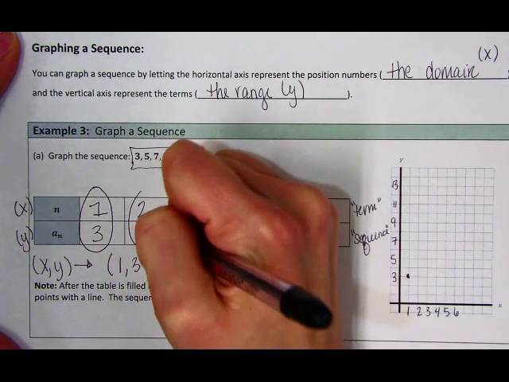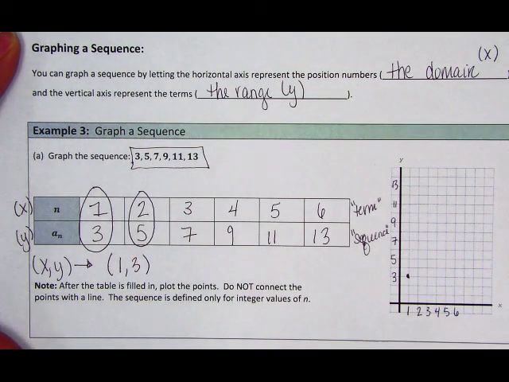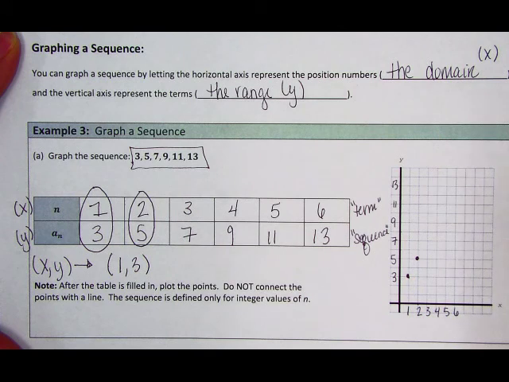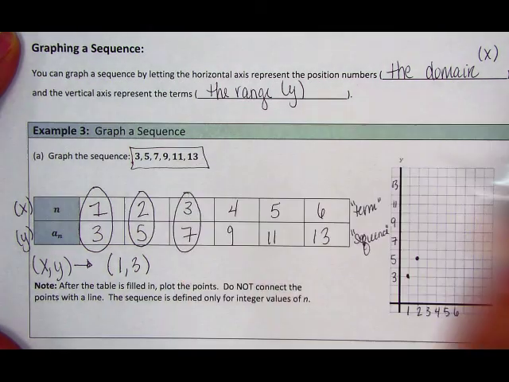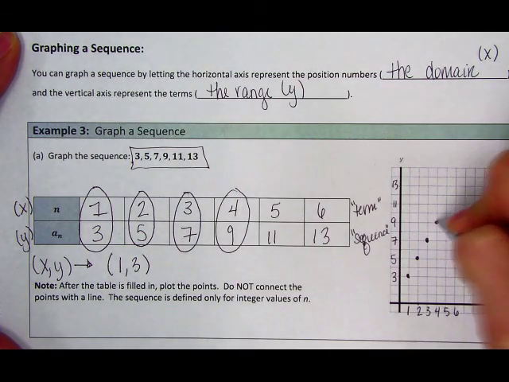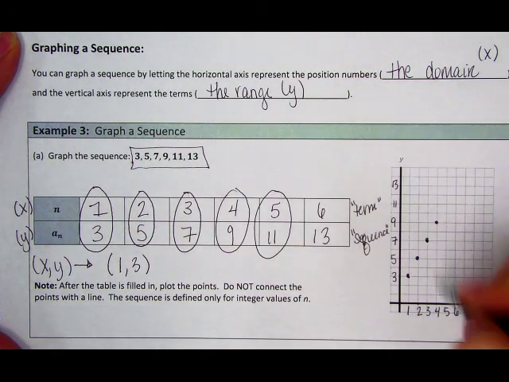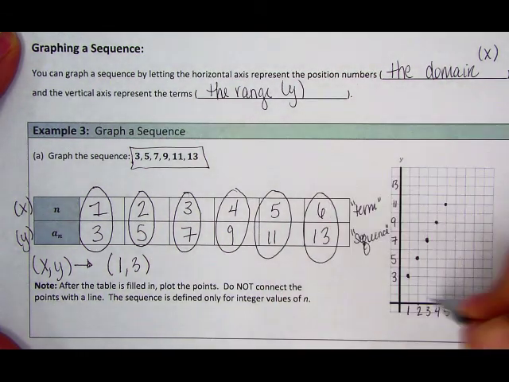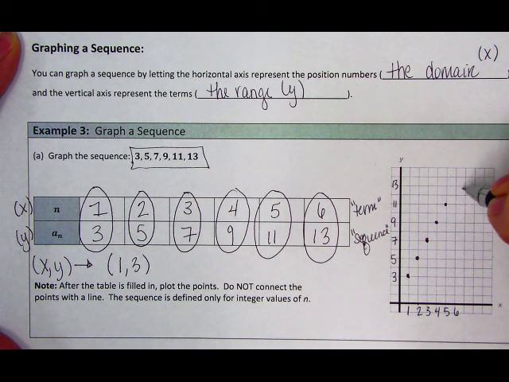My next ordered pair is (2, 5). So if I go to 2 on my x, up to 5, I've got a point there. (3, 7) is my next point when I graph it. (4, 9) is my next one. (5, 11) is my next one. And (6, 13) is my last one. (6, 13) is right there.